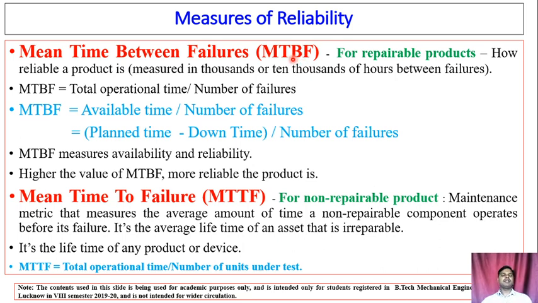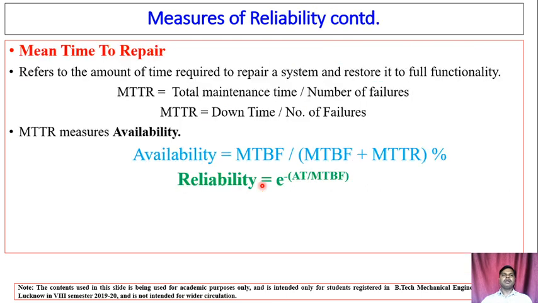So basically there are three important parameters through which we can measure the reliability. The first parameter is mean time between failures, in short known as MTBF. The second parameter is mean time to failure, known as MTTF. And the third parameter is mean time to repair, that is MTTR.